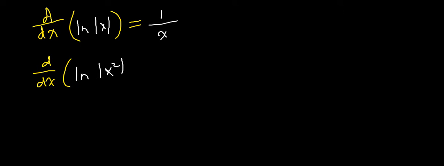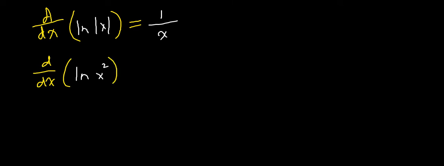x squared. Let's see, we can do the natural log of x squared. That would work. We can get rid of the absolute value because no matter what, this term is always going to be positive. When you square a negative number, you get a positive number, so we can simply get rid of that.